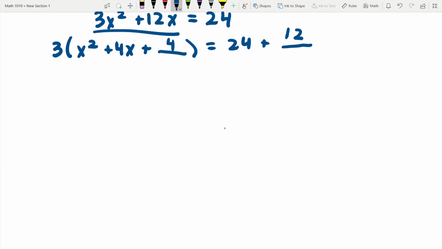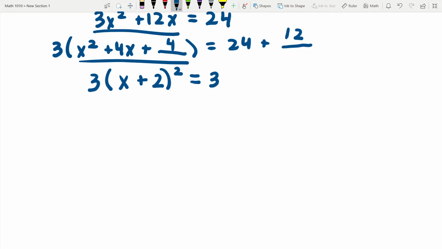Good. So now I have a 3, and I'm factoring this. So the x squared goes to an x. The middle sign's a plus. The square root of 4 is a 2. The whole thing squared is equal to 24 plus 12 is 36. What would you do now? Just tell me. Divide. Yeah, 36. I would divide 3 into 36. So now you have x plus 2 squared is 36 divided by 3, which is 12.